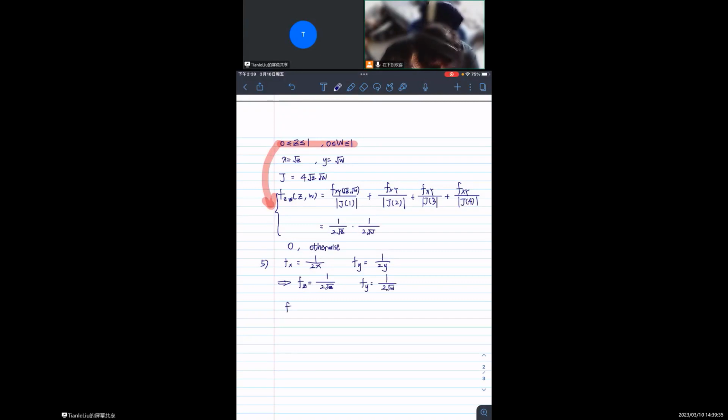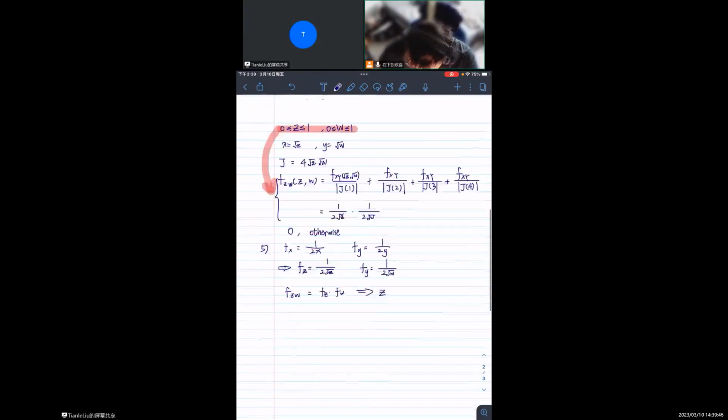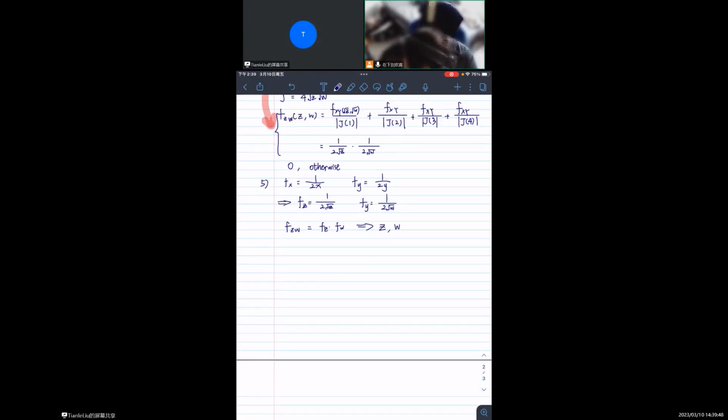And we can easily see that f_ZW equals f_Z multiplied by f_W, which means Z and W are independent, which means X squared and Y squared are independent.